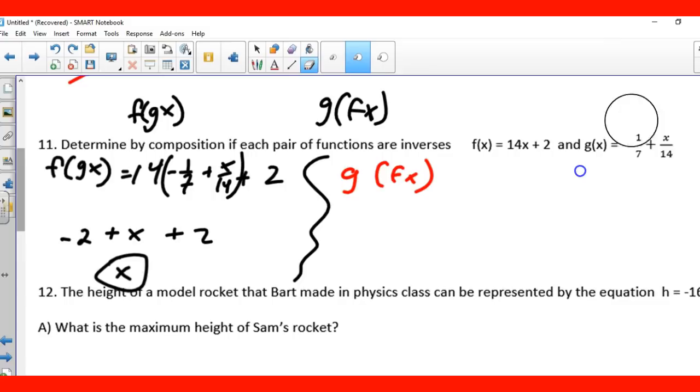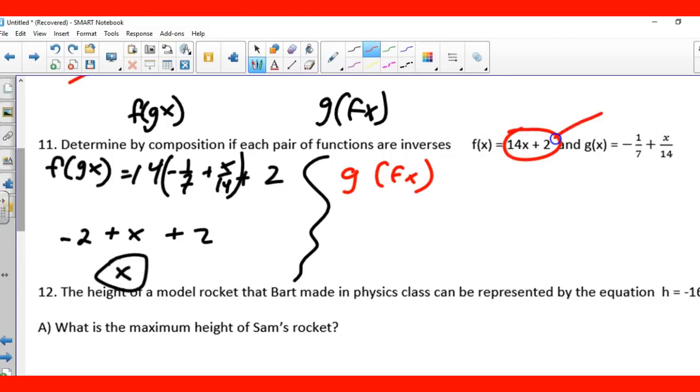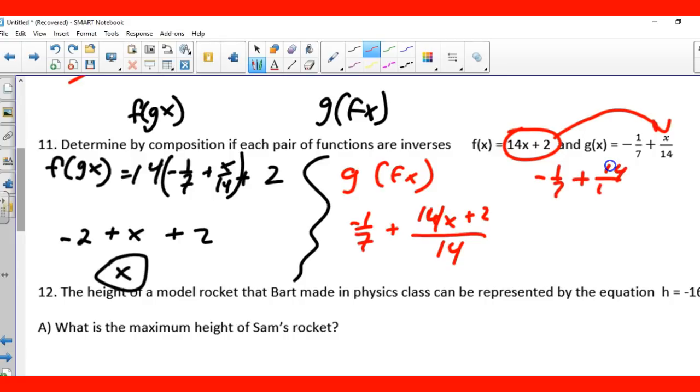You have to do both, guys, on the quiz and on the test, okay? So now I'm going to place this into this function, into g. So I have negative 1/7 plus 14x plus 2 over 14, okay? So now, let's simplify this. I'm going to separate this out into negative 1/7 plus 14 over 14x plus 2 over 14.